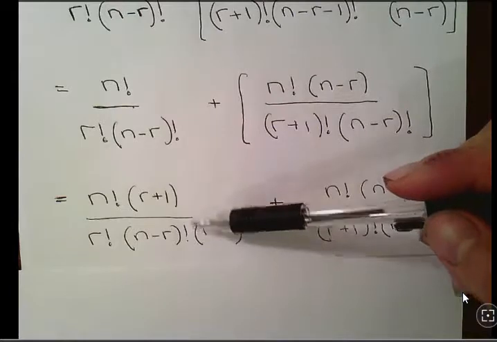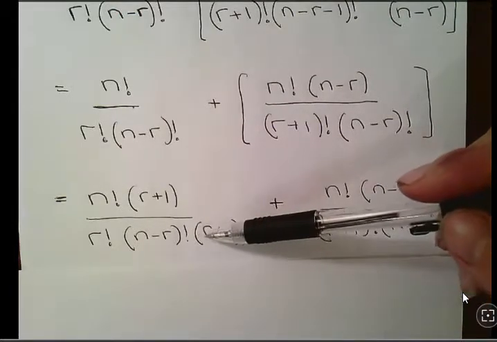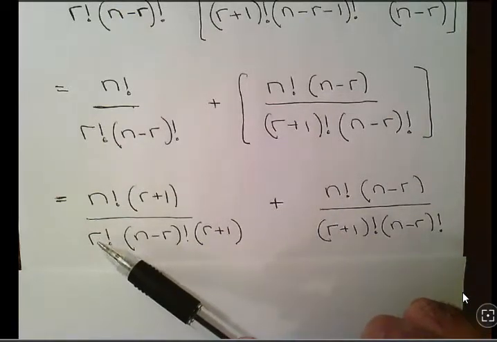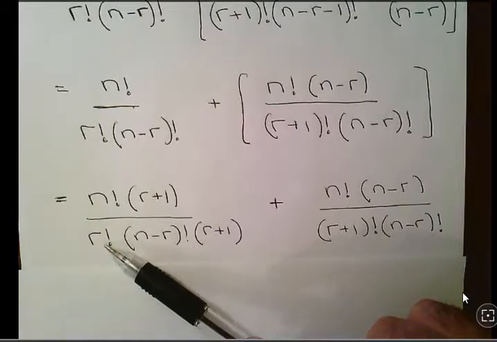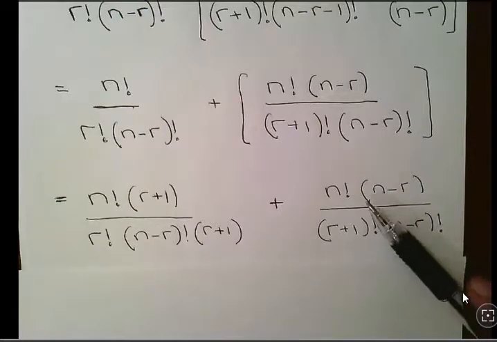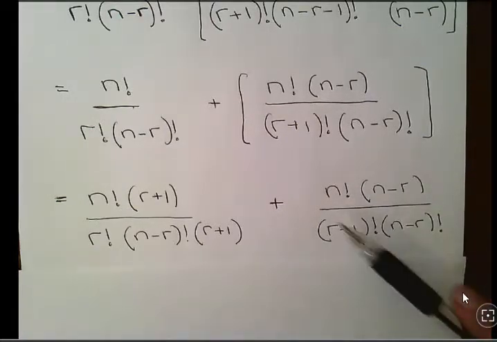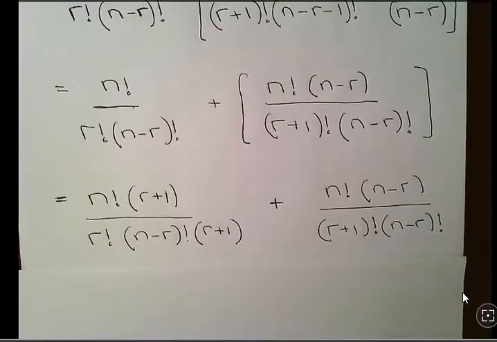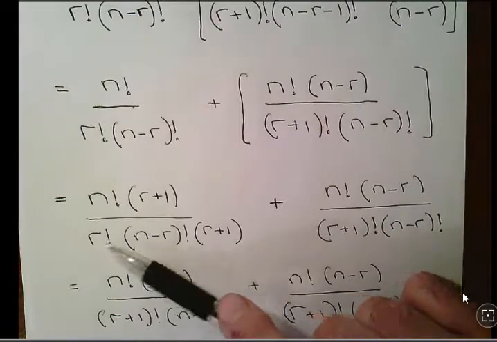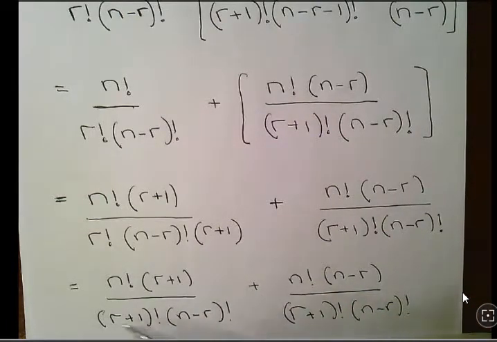Multiply above and below by r plus 1. The reason is, if I multiply above and below by r plus 1, I get r plus 1 times r factorial, which will give me r plus 1 factorial. The term on the other side, we're just going to leave alone. It's ready for the time being, just on standby. So if we multiply r factorial times r plus 1, we get r plus 1 factorial. Now the denominator looks good. That's what we want.